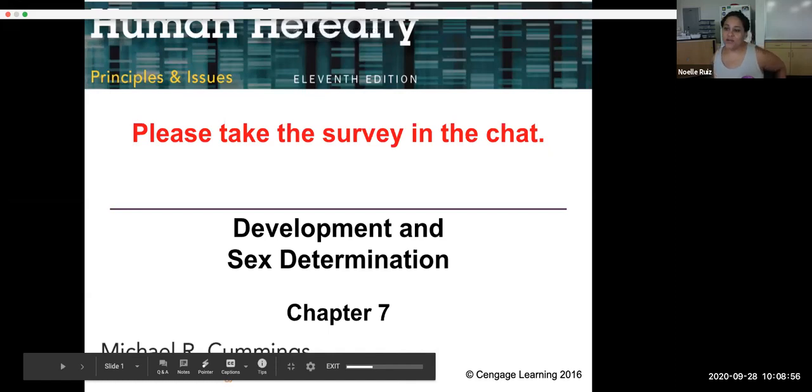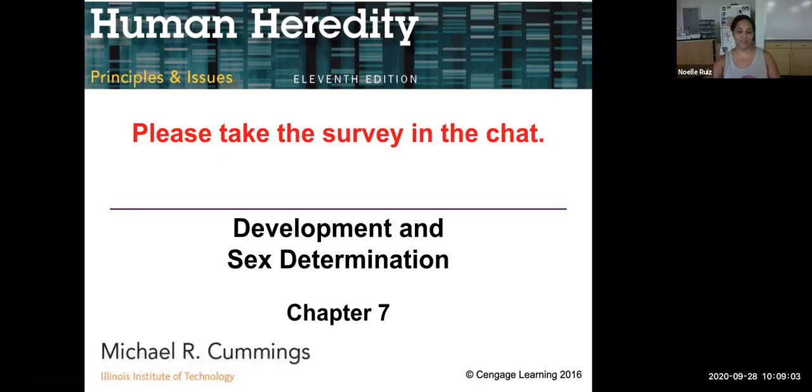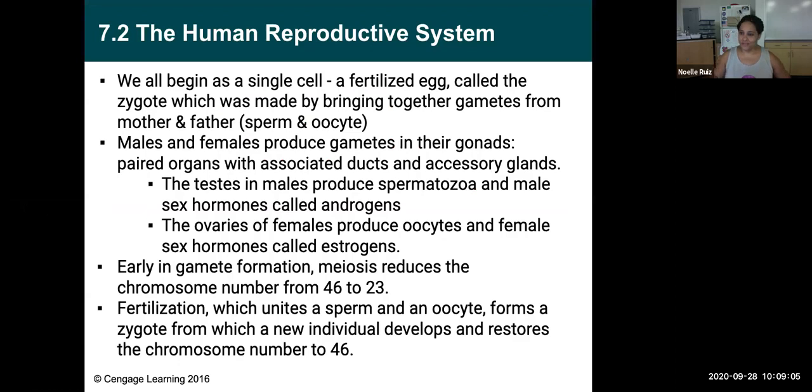Development and sex determination. This is going to be a very interesting chapter. You guys are going to have a really sensitive discussion this week. So this is kind of just the introduction to it.